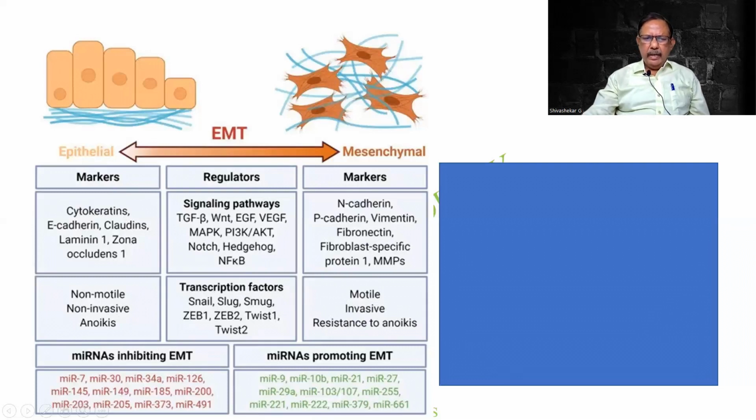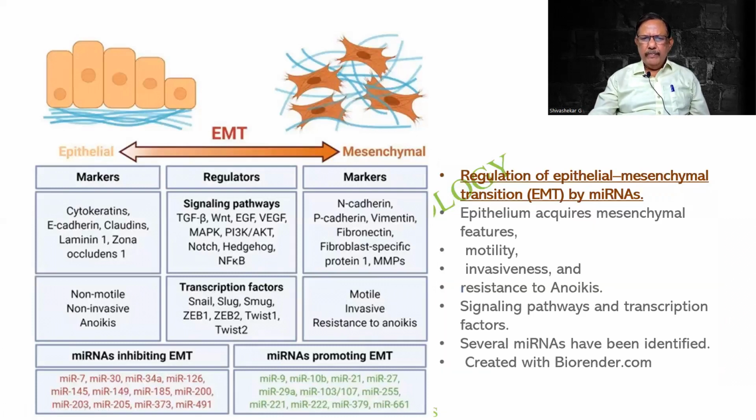So this particular table, I would like you people to kindly memorize. And miRNAs are, again, molecular regulators which can either inhibit or promote epithelial mesenchymal transition. All the numbers below you can forget, but the larger boxes I want you to memorize. See what is happening: the epithelium acquires mesenchymal features such as motility and invasiveness. It develops a resistance to anoikis. Anoikis actually prevents the penetration, whereas here it develops a resistance.